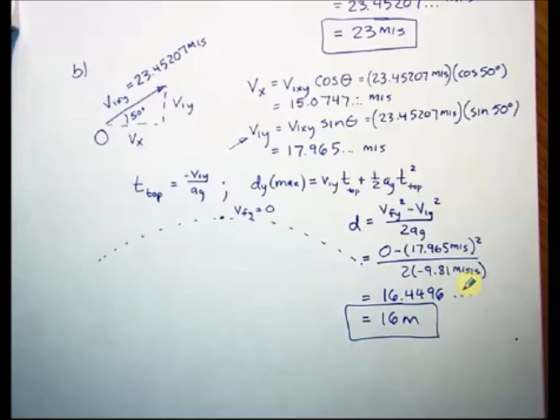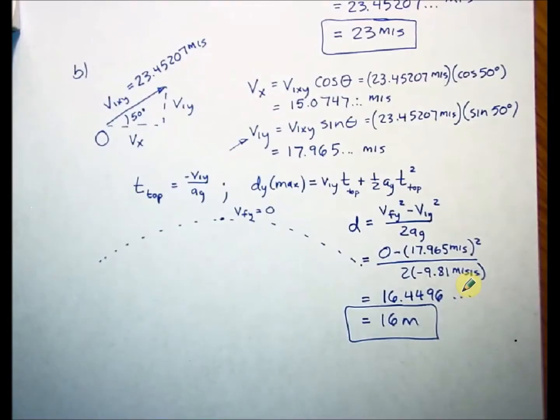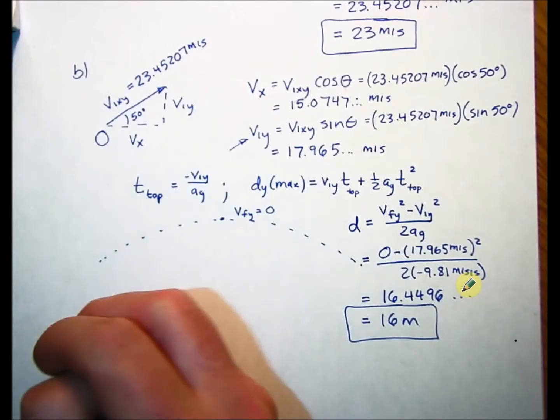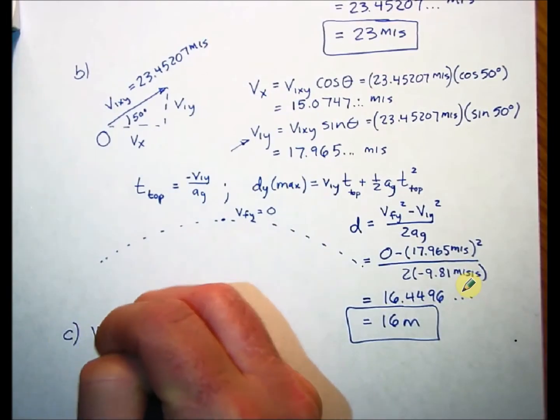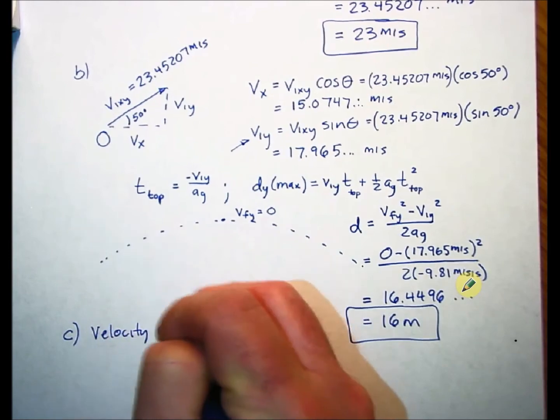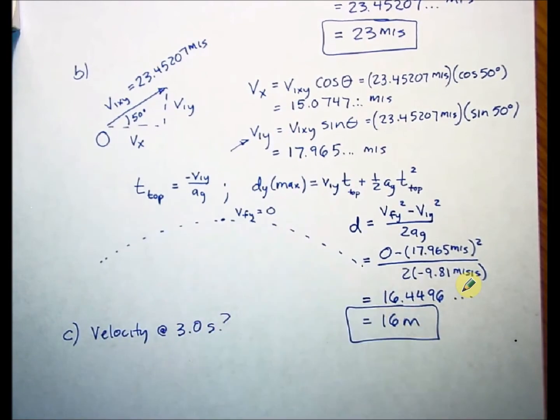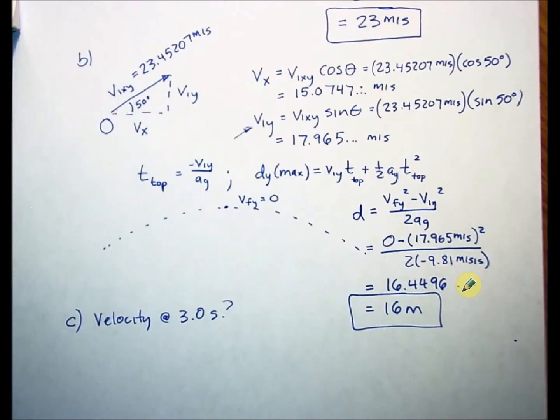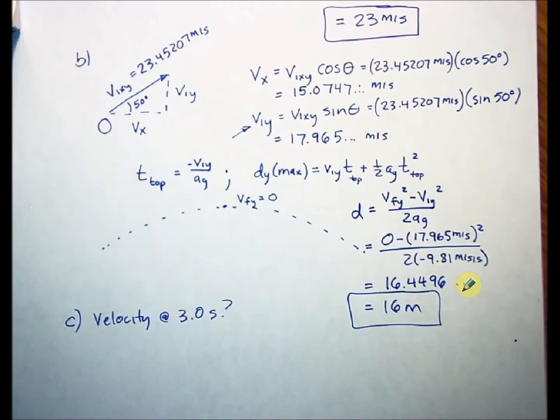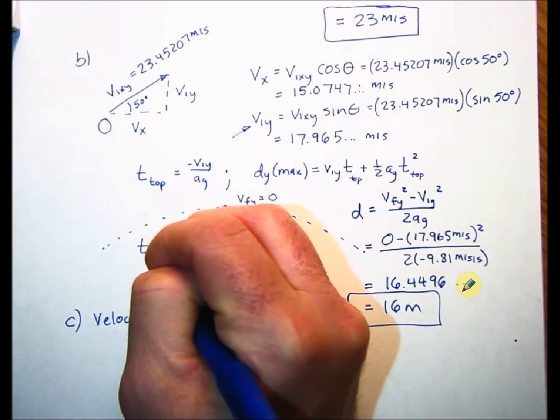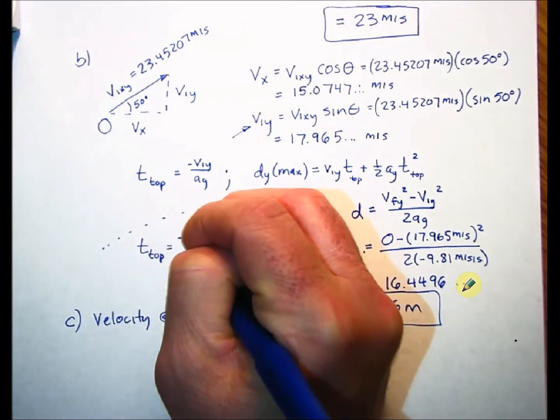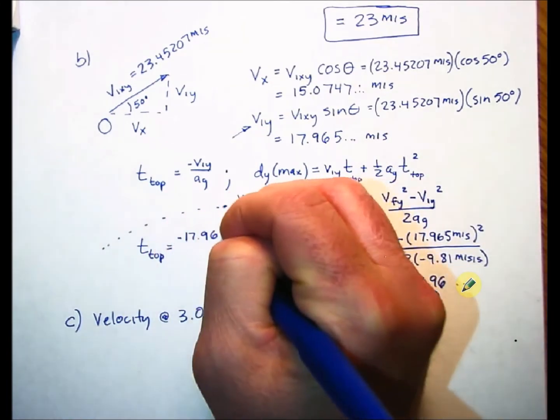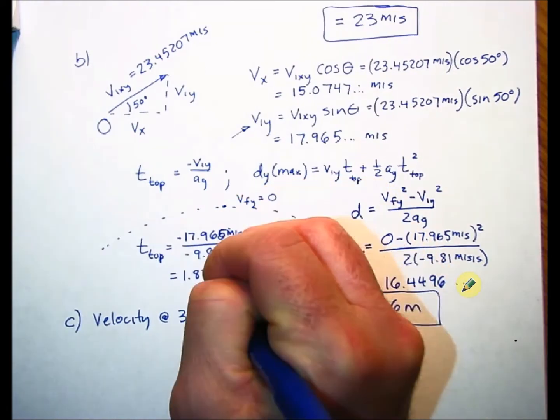This water balloon makes it pretty high up in the air, which I would expect because it was launched pretty fast. Letter C asks what the velocity at 3 seconds is. So what is the velocity of this balloon 3 seconds after launch? I don't know where that is because I didn't find the time to the top in the previous question. If I did a quick calculation of time to the top, I could figure out where this balloon is at 3 seconds. So let me do that right now.